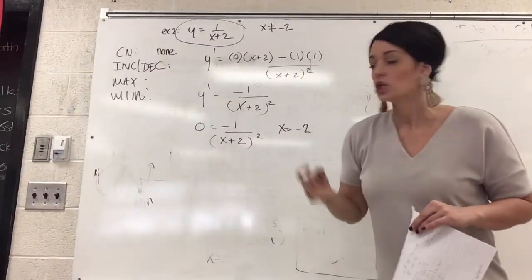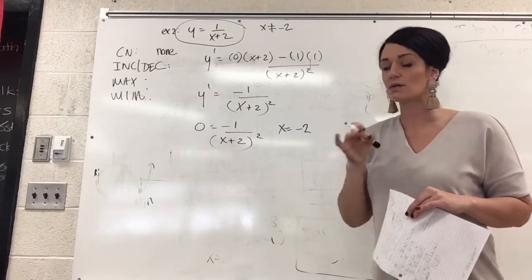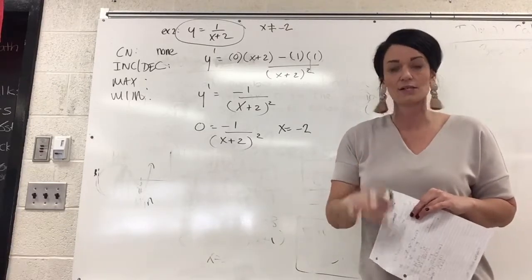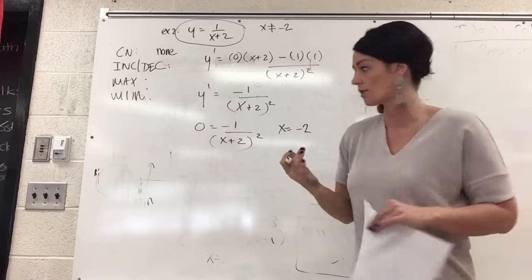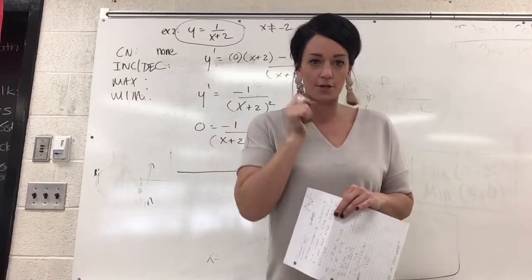Having said that, you need to include this number on your number line because it is a potential place where you do have a change from increase to decrease. And eventually we're going to be graphing this and we need to know that. So always put asymptotes on your number lines.